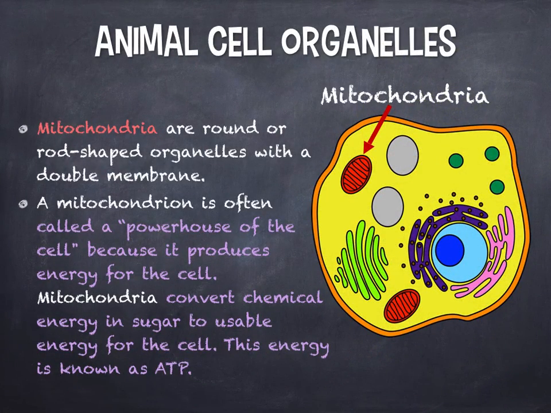Mitochondria are round or rod-shaped organelles with a double membrane. That means there's two membranes. It makes it harder for things to come in and out. A mitochondrion is often called the powerhouse of the cell because it produces energy for the cell. Mitochondria convert chemical energy in sugar to usable energy for the cell. This energy is known as ATP.